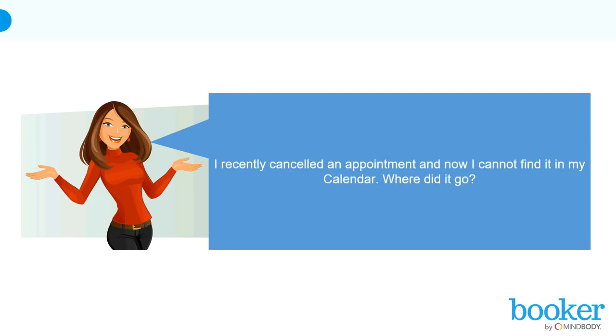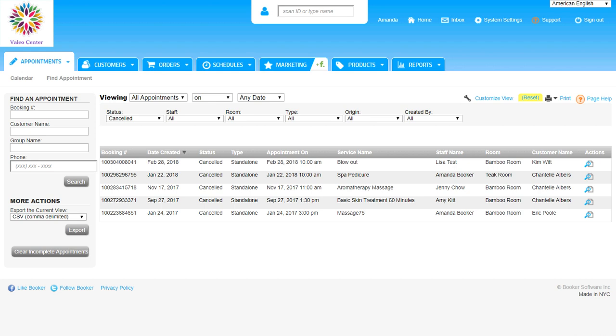Let's look at a few more cases. I recently canceled an appointment, and now I cannot find it in my calendar. Where did it go? A canceled appointment will be removed from the calendar, but we can locate the canceled appointment, or any appointment for that matter, from our Find Appointments page in the Appointments tab. In the Find Appointment page, we can use the Status dropdown to filter for the canceled appointments in the account. And it's also important to have the correct date range selected from the dropdown here.